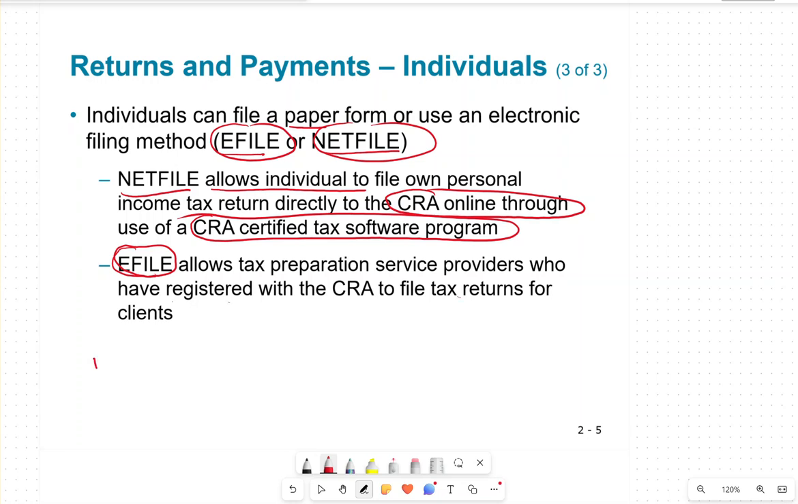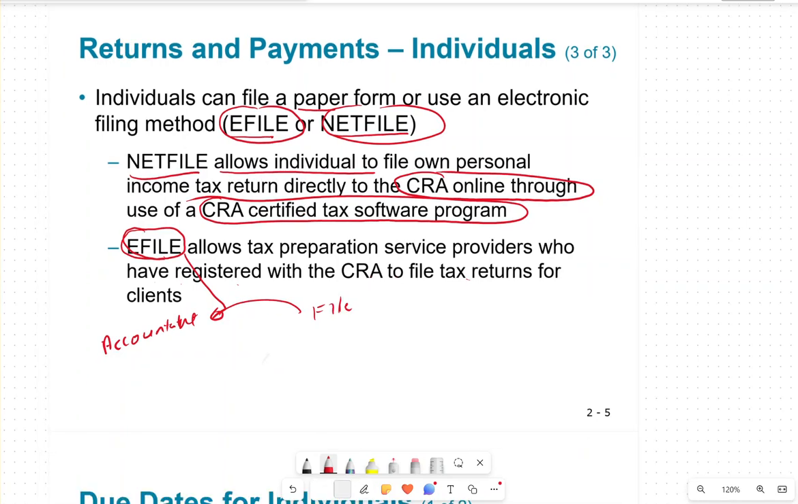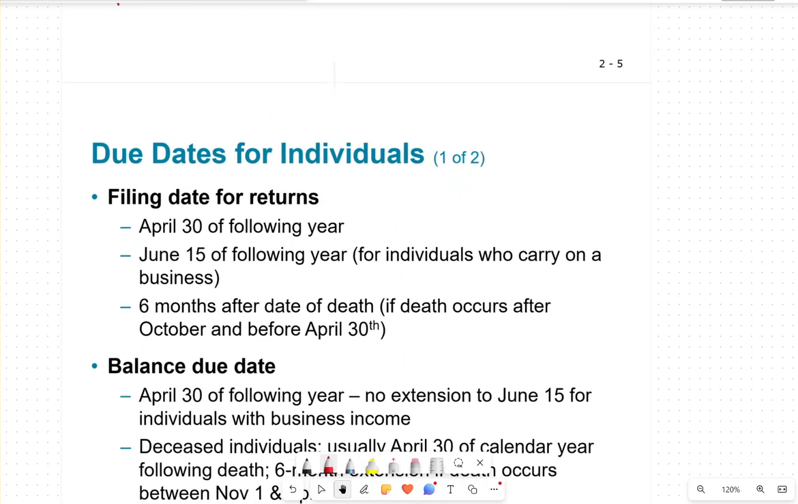If you are an accountant, or you are not an accountant, anybody can get an e-filer number, but you have to apply for it. Then you could file your own return or you can file other people's returns, but you need to get their consent to file their return.